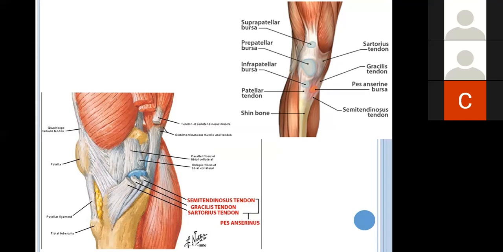The suprapatellar bursa is what you get with a knee effusion. So when they have that fullness at the top, that's what you're going to aspirate from to get the joint. That's the one that's going to be swollen with a knee effusion.